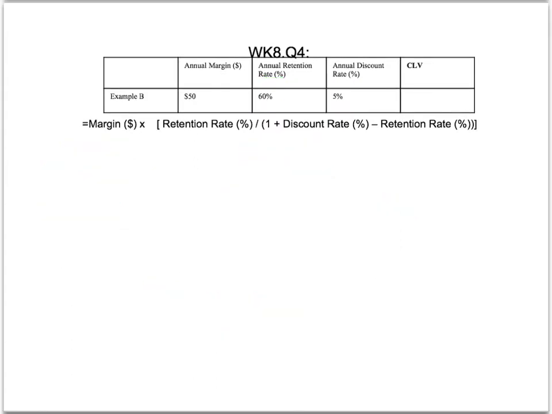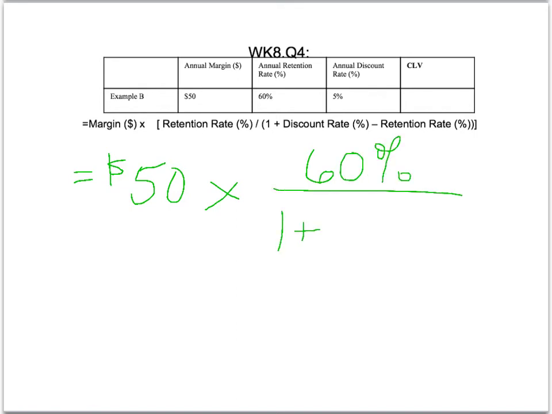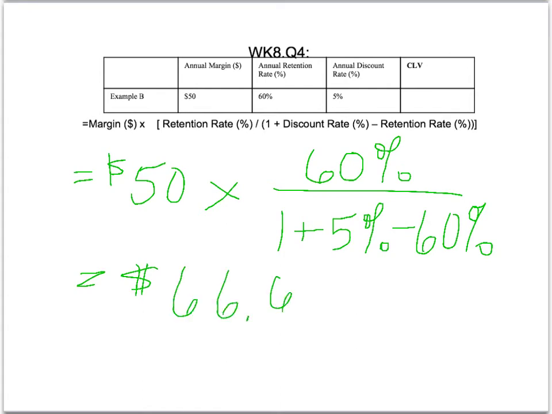The second part of question 4 asks you again to calculate customer lifetime value. So in this case, our margin is again $50, but our discount rate has changed. So we're going to multiply by a retention rate of 60% divided by 1 plus our discount rate minus our retention rate. And in this case, our customer lifetime value is going to go down because our annual discount rate has gone up. So $66.67.